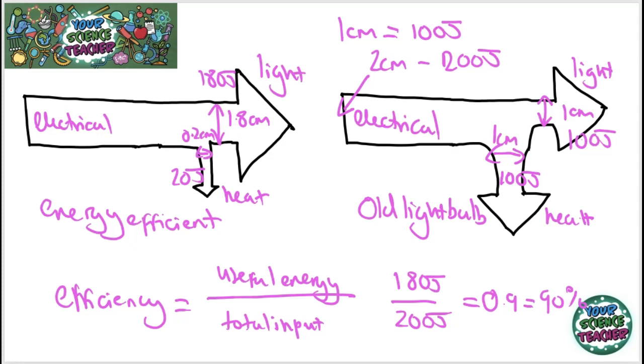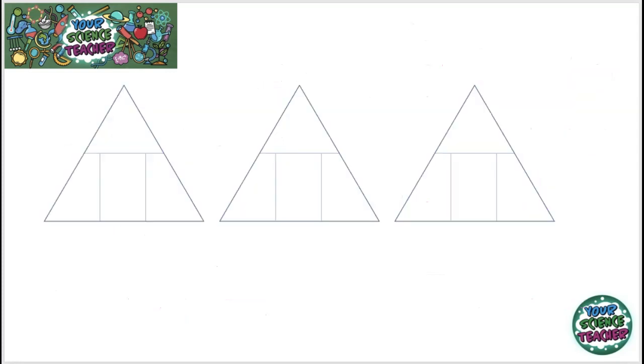Remember, you might also be asked to rearrange the efficiency equation, and if you are, always use the efficiency as a decimal for the rearrangement. We're going to look at 3 calculations to work out the amount of 3 different energy stores.